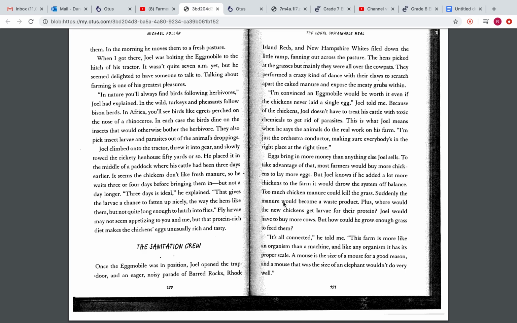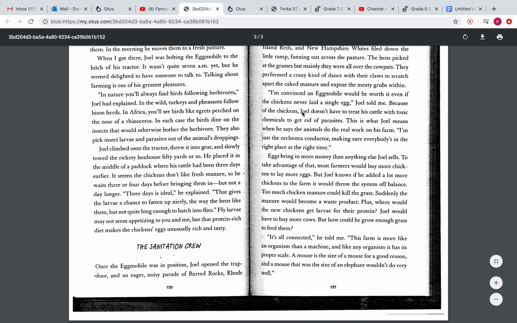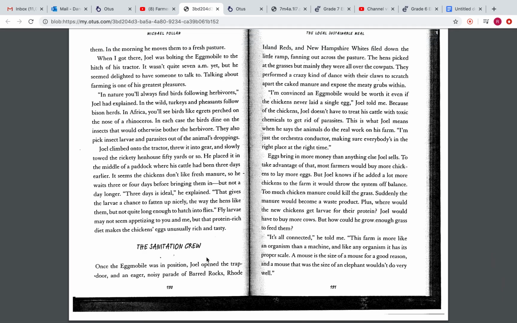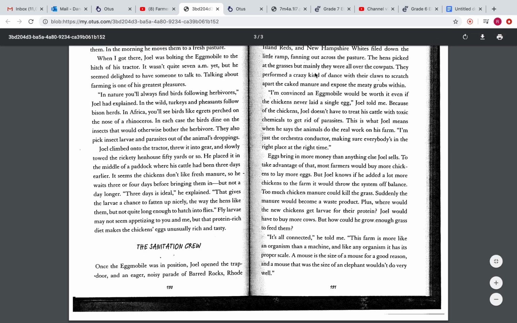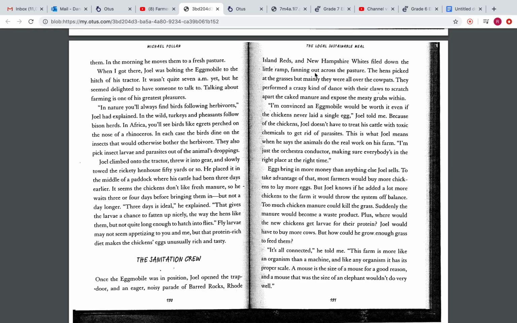Okay, so there are plenty of words and phrases that we could specifically point to here to help us determine what the author's perspective on local sustainable farming is. But from everything that we've read so far, it is very clear that Michael Pollan believes that local sustainable farming is the way to go.